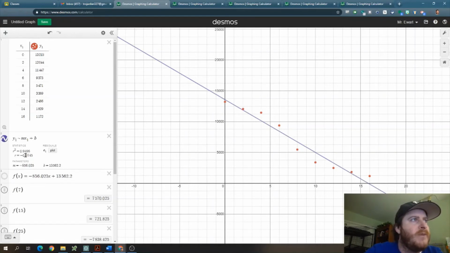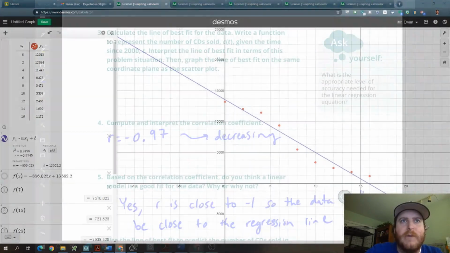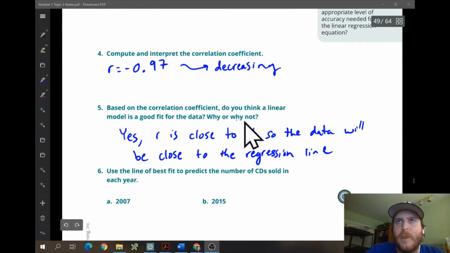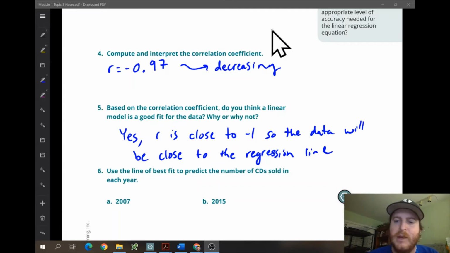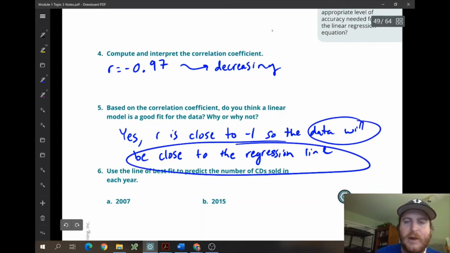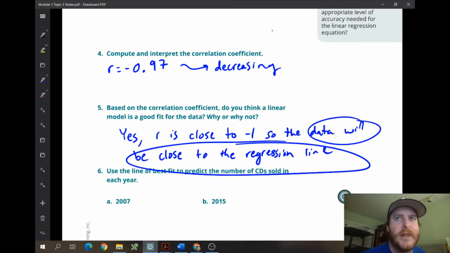It does have an R of negative 0.97, which is very close to negative 1, right? What does that negative tell me? It tells me my graph is decreasing. And based on this correlation coefficient, and this is what the questions asked us over here, R is very close to negative 1. It should match our data very well. Now, R being close to negative 1, I want to be careful about this. It doesn't mean that the linear model is best. It just means that the data will be very close to our regression line, right? So the data is very close to our line. But it doesn't mean that the line will work forever and that it's the right shape.